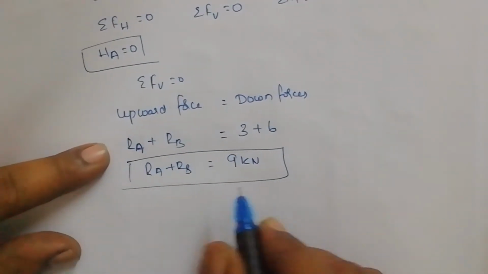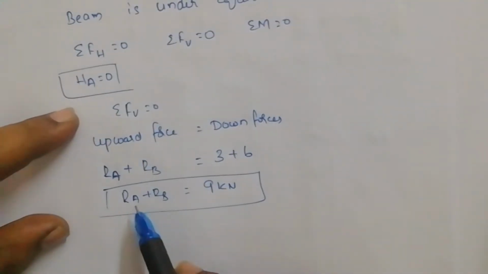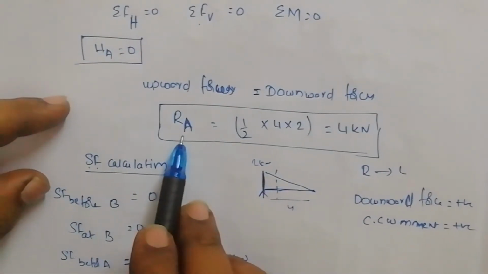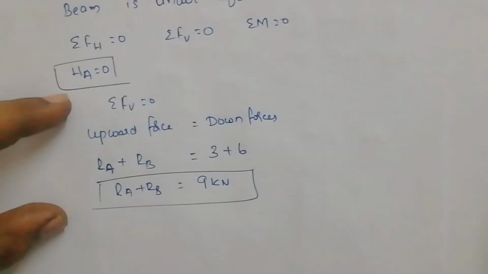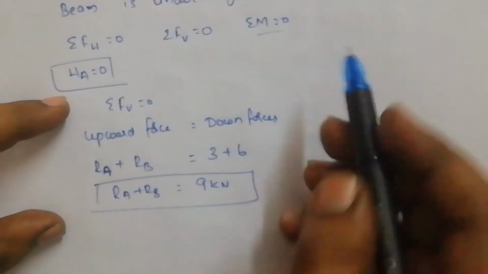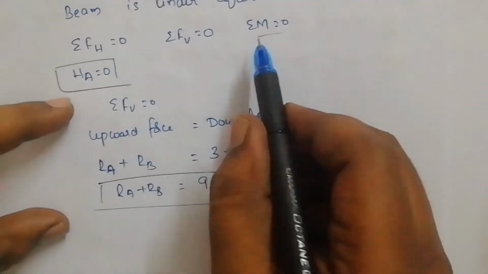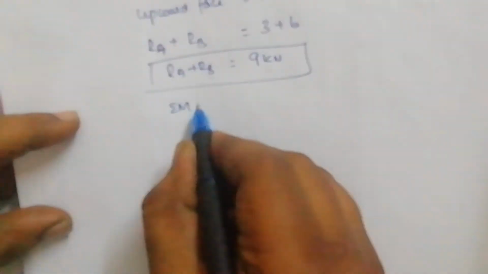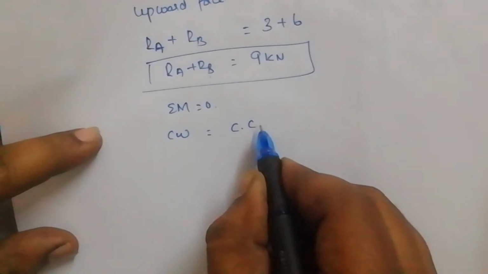In this problem, even after using the second equilibrium equation, we cannot get all the values, whereas in the cantilever problem, when I solved this equation, I immediately got the unknown value. There, no need to use the third equation, the moment equation. Here I am unable to get the values of RA and RB, so I am moving to the third equation, summation of moment equal to 0, which says clockwise moment is equal to CCW moment.